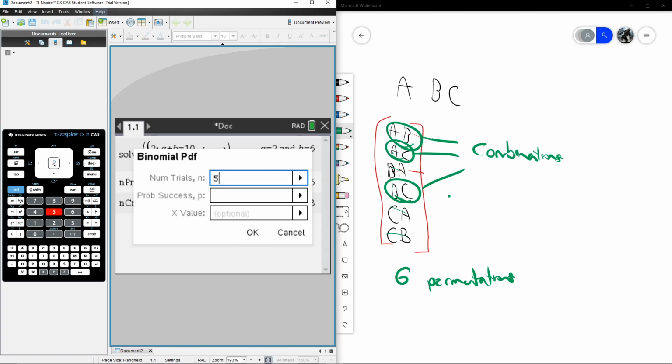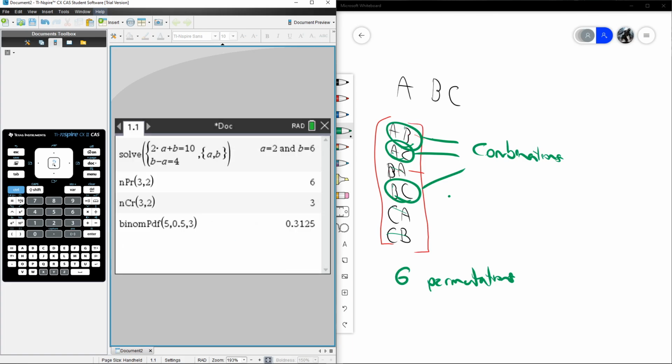So in that case, you would have 5 trials. I flipped the coin 5 times, and each time I had a 50% chance of getting heads. And the value I'm looking for, which is the number of times I got heads, is 3. I put that in, okay. That means that I have a 31.25% chance of getting 3 heads if I flip a coin 5 times.